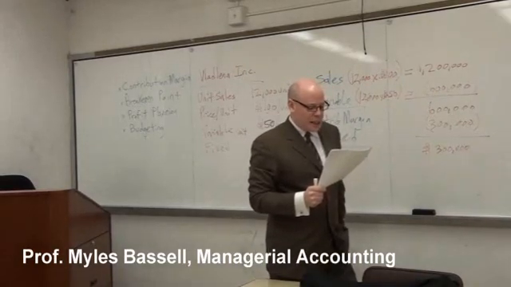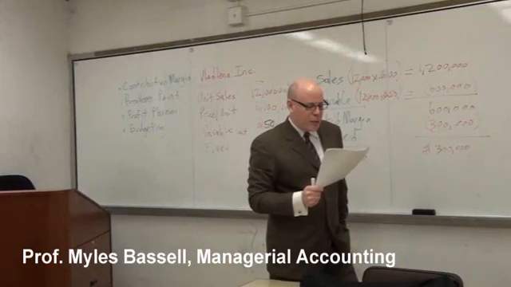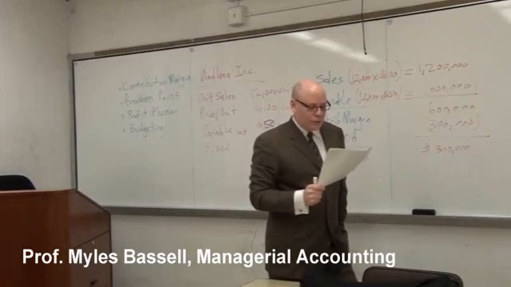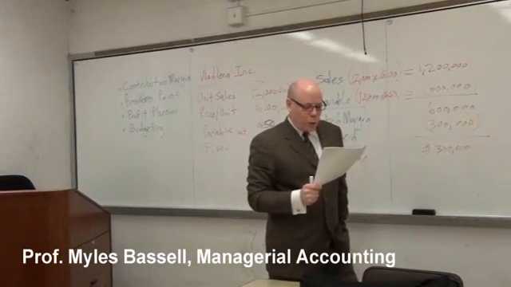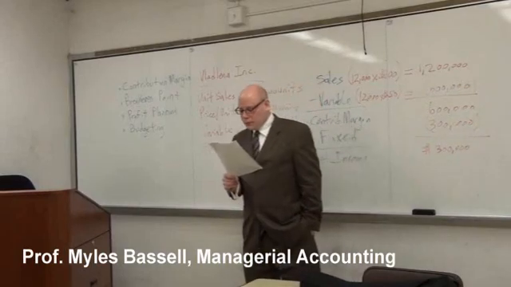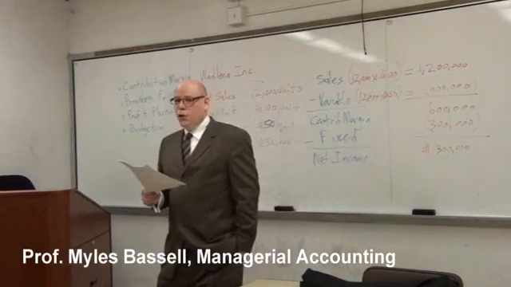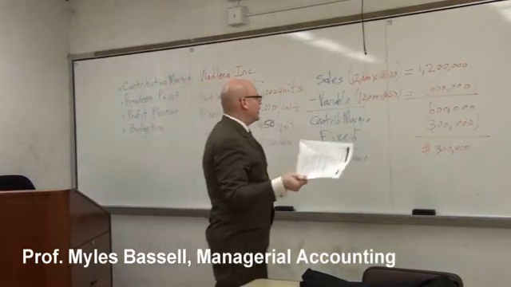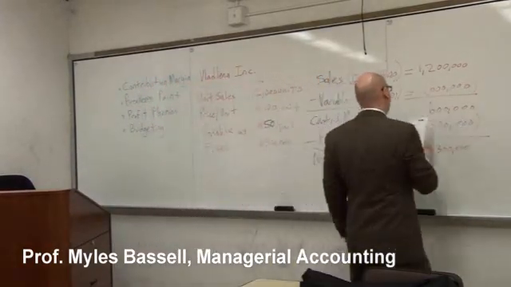But it says, what would happen if there was a 10% increase in the dollar contribution margin and a 20% increase in the fixed cost? What would happen to net income? So what does that mean? Who can give us an example and explain to us what's happening here?